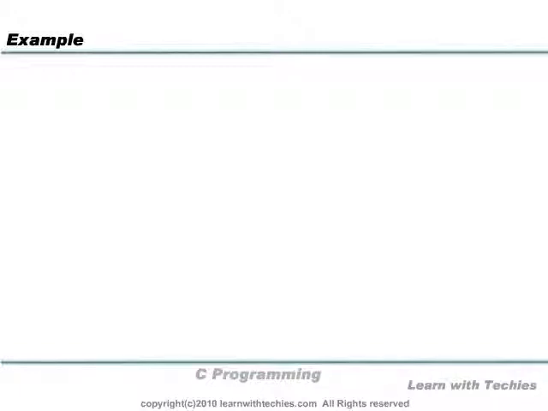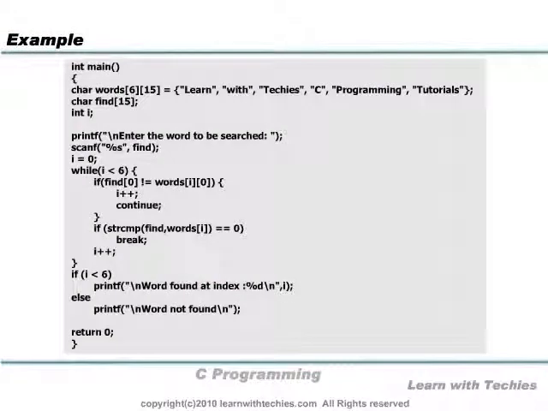The algorithm for this problem will be to compare the input word with each entry in the array. If the word is found, then print the index and exit. As you might have already guessed, a loop will be needed to do the repeated compare with each word in the list. Here is the code.